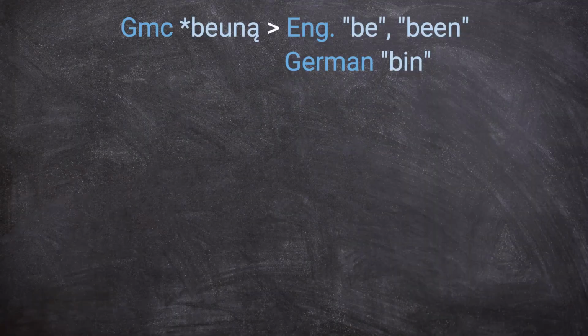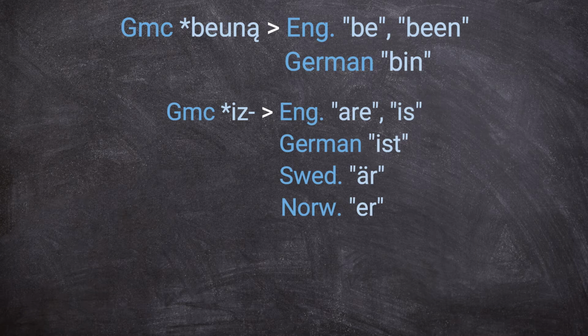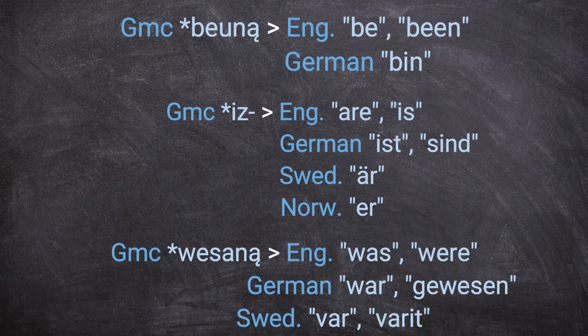Germanic beuna, from which we find be and being in English or ich bin in German. Germanic is, from which we have most of the forms starting with vowels, like are, is, or German ist, Swedish är, Norwegian er. But also those starting with s, like wir sind in German. And then we have also Germanic wesanen, mostly for the past forms, like was, were in English.